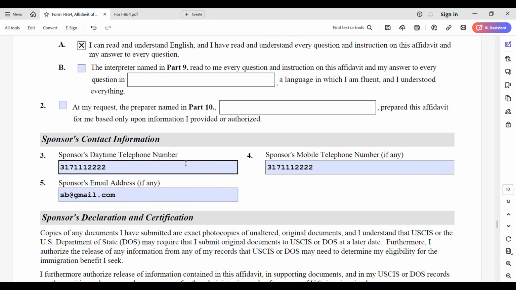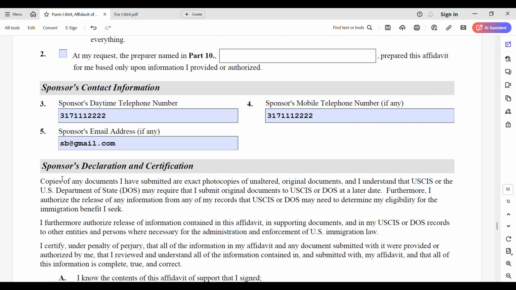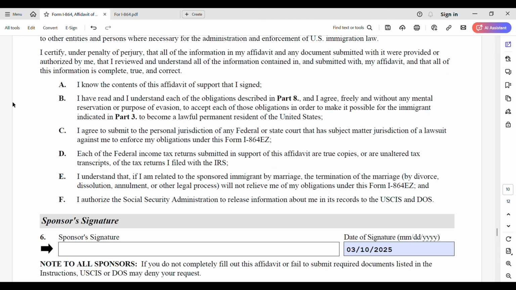So, sponsor's contact information. Sponsor's daytime telephone number is 317-111-2222. Sponsor's mobile telephone number, same one. And question number 5, sponsor's email address is sb@gmail.com. Here we have the sponsor's declaration and certification. I'm not going to go through that. Please read it.